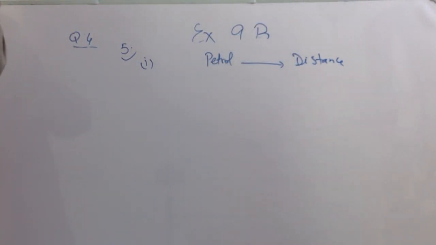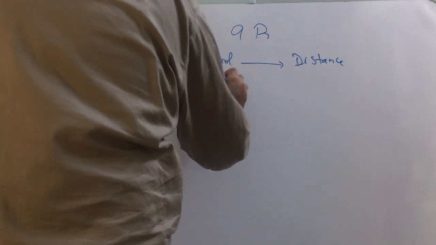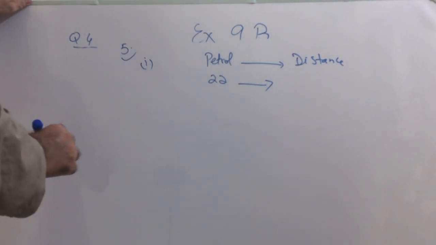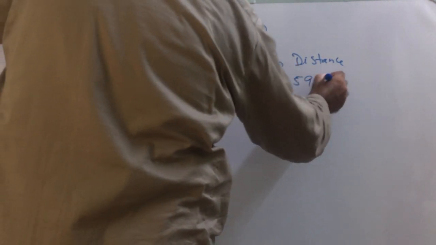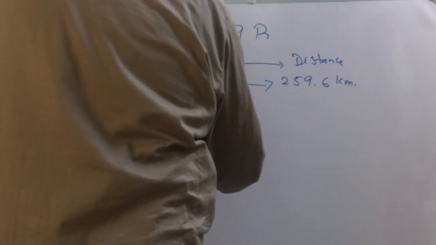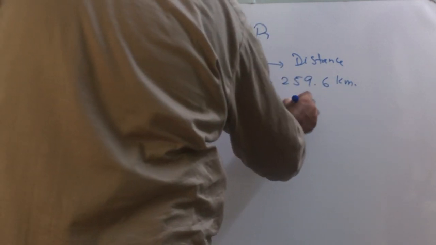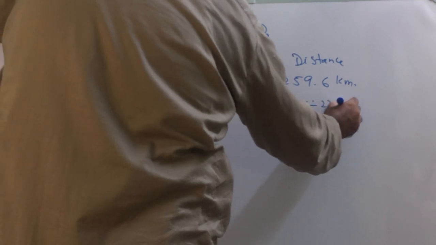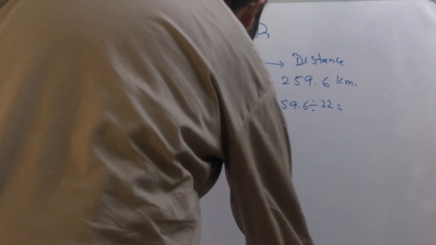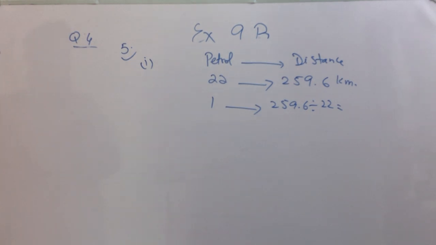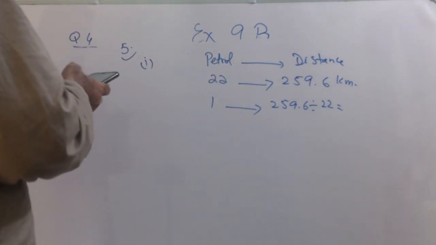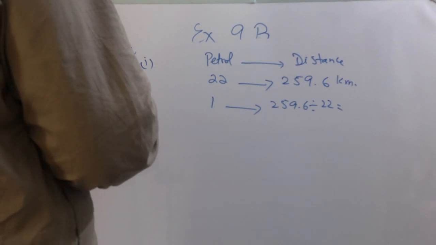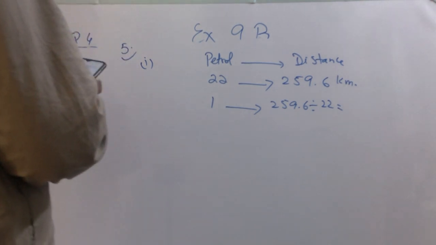It is given that if 22 liters is used, then the distance traveled is 259.6. For 1 liter, we will divide by 22 to get the distance for 1 liter. So 259.6 divided by 22 becomes 11.8.